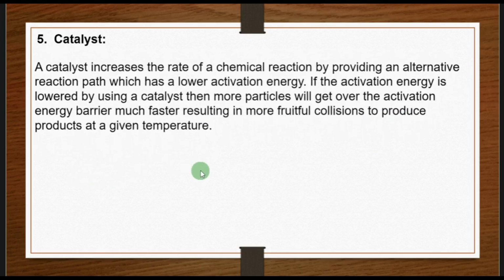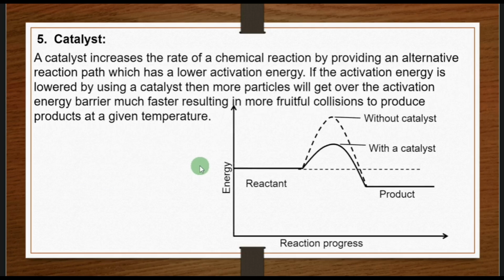So this one is like this. If you have an energy profile like the one we had, without a catalyst, a reaction can follow this activation energy here. But if you use a catalyst, it can provide an alternative energy profile that uses a lower activation energy barrier, and because of that, the reaction can go faster than without the catalyst.